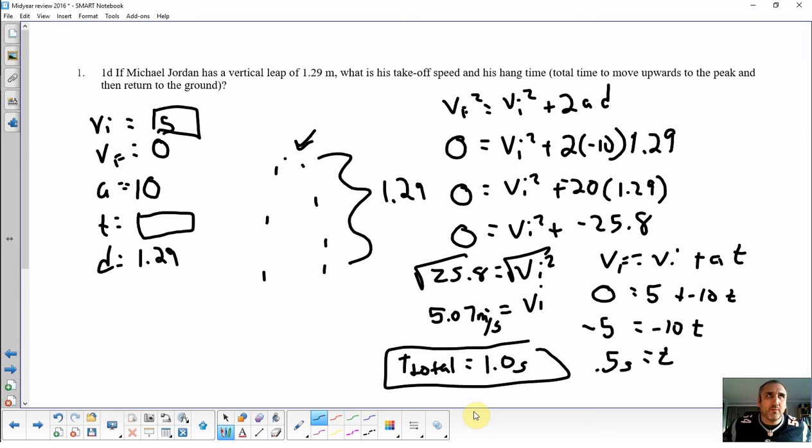I remember watching Michael Jordan actually play when I was your age, and yeah, he seemed like he was in the air for much more than a second, but really that's all he was in the air for.